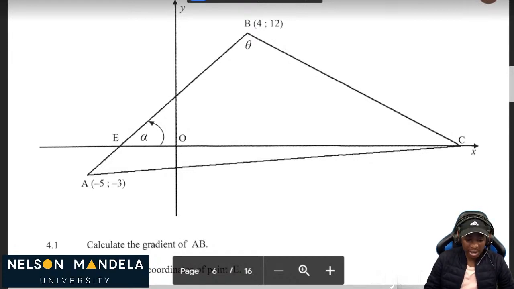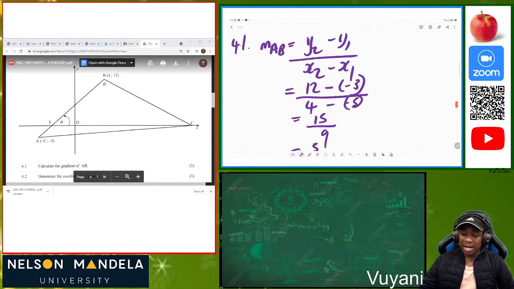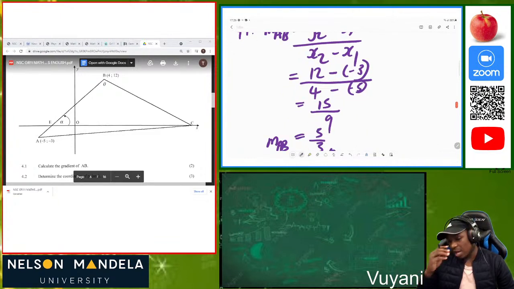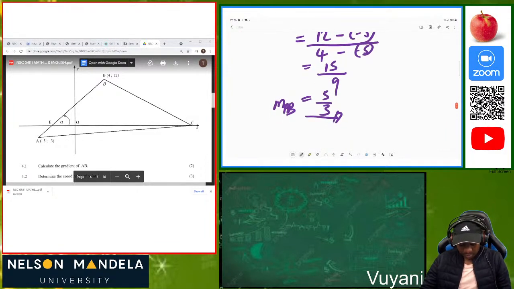You have your marks. I'm sorry, guys. Okay, so calculating the gradient of AB, we know that y2 minus y1 over x2 minus x1 must give us, now we substitute the values, 12 minus 3, then 4 minus 5. Please don't forget to write the subscript AB so that we can know which gradient, of which line, you are calculating. Then we are able to get 5 over 3.